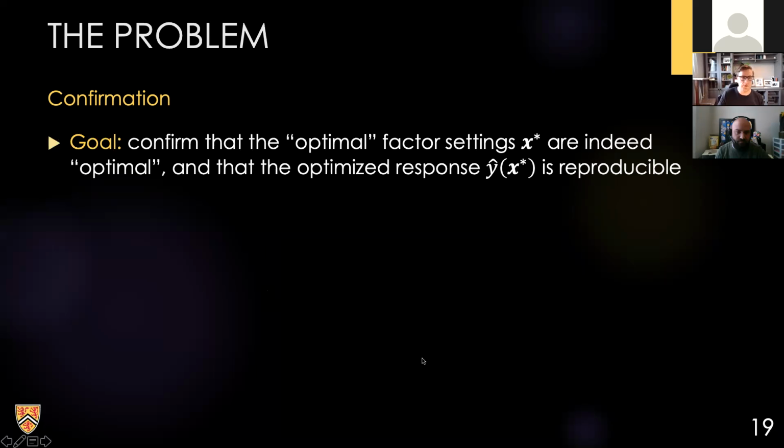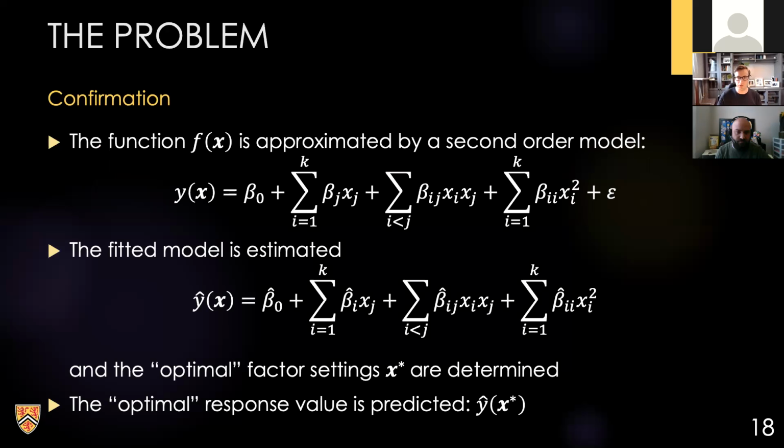So what we want to do with the confirmation phase is effectively two things. We want to confirm that what we believe is the optimum, X star, seems to be true. And I'll talk in a minute about why we want to do that. But to preface that, I'll go back to this picture.